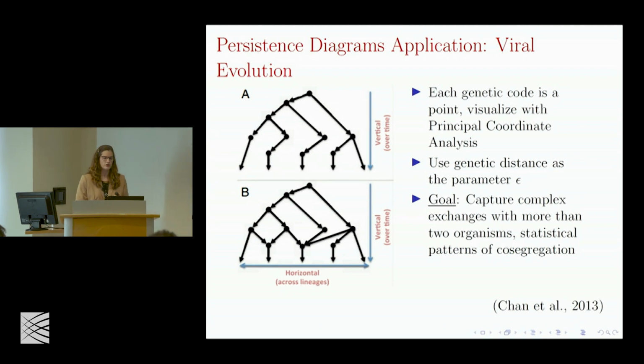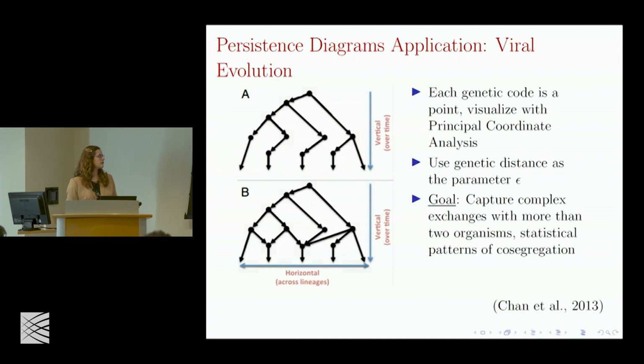And the way they interpreted their data was 0 homology was your vertical evolution, so that's your traditional tree. Your horizontal evolution was the 1 homology, because you can see in the tree you start to get holes. But then when you had complex reticulate evolution, where 3 or more came together, that was their 2 homology group.